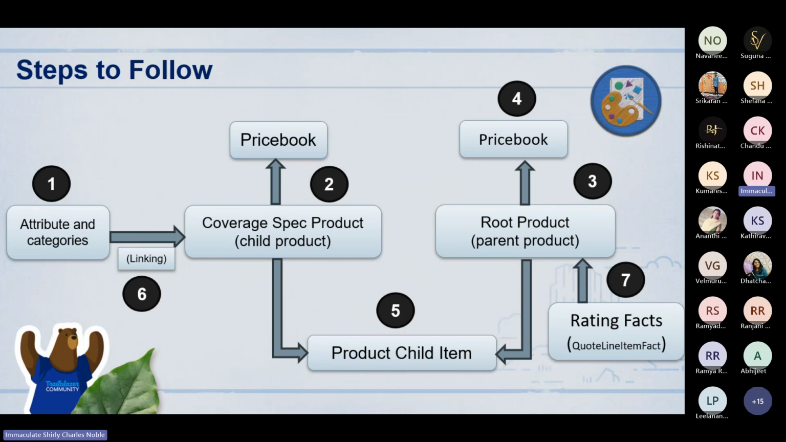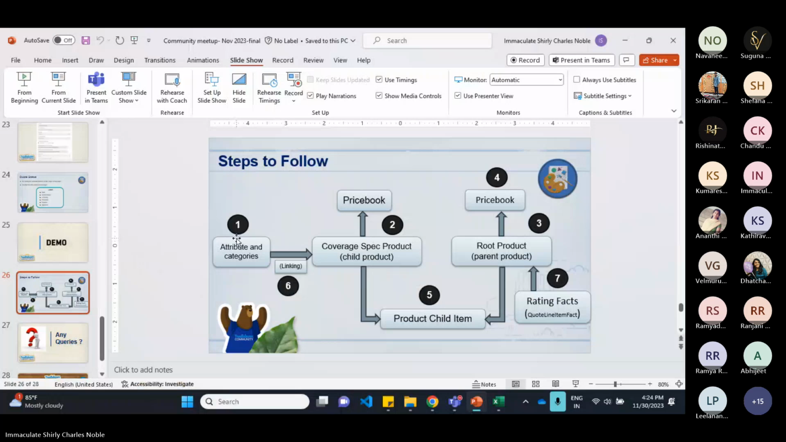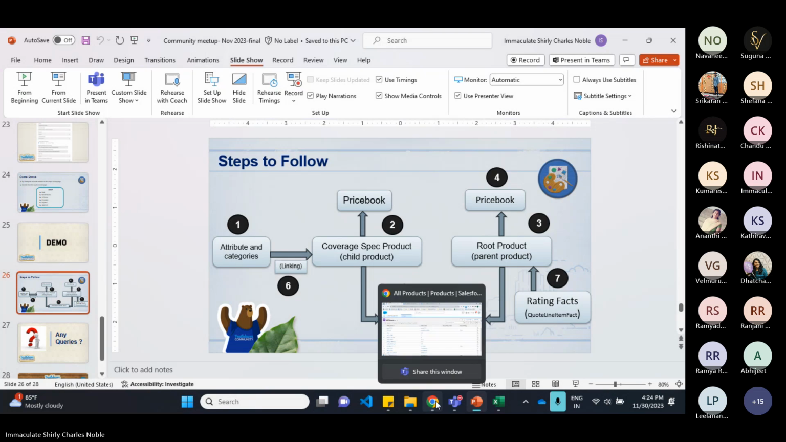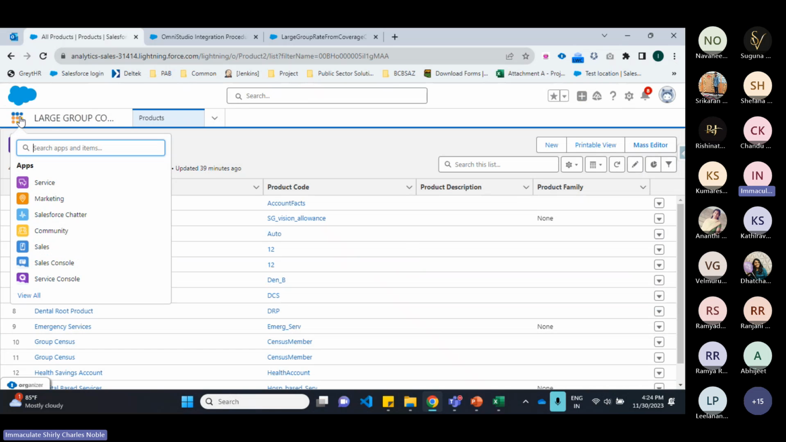These are the 7 steps that we are going to follow for our demo. The first one, as we already said, is attribute and categories. I'm going to create the attributes in my Velocity attribute.